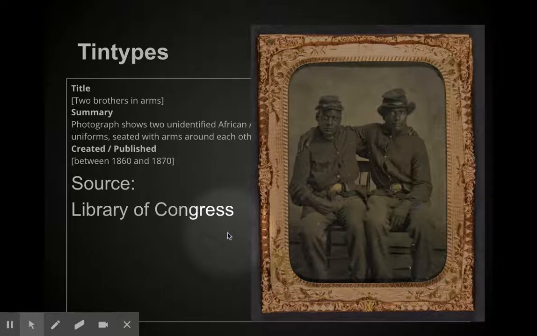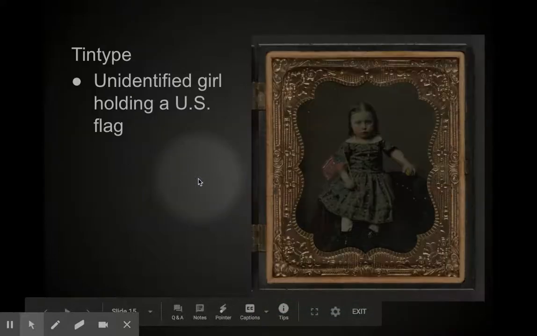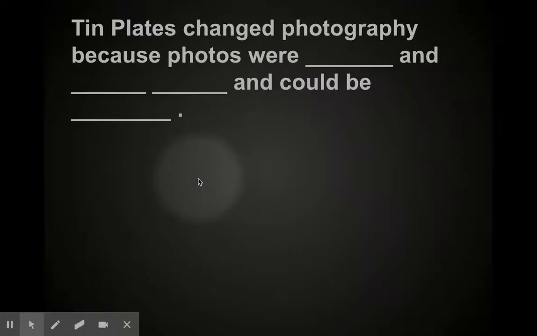And then the end result of being cheaper and less fragile is they could be sent in the mail. So people could send away for tintypes, right? Or they could be shipped once they had a tintype taken. Or people could send them home, like probably these two soldiers sent this tintype home to their families. Here's another example.